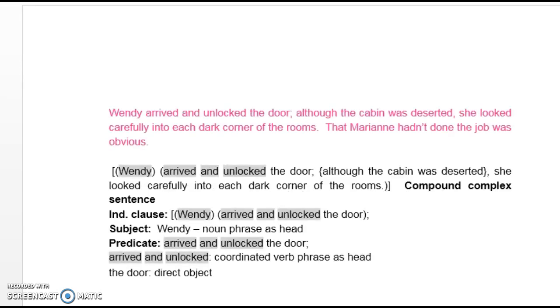Now we have a sentence which is a bit more complicated because here we have two sentences and they also have different components. And you have: Wendy arrived and unlocked the door. Although the cabin was deserted, she looked carefully into each dark corner of the rooms. That Marianne hadn't done the job was obvious.